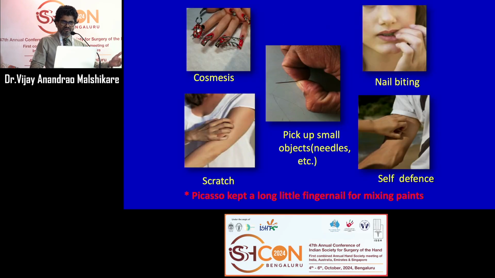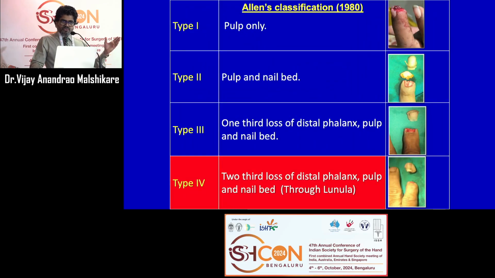So why is the nail important? The nail is important for cosmesis, for nail biting when you are nervous, self-defense for females, picking up a small object, scratching, and even in history, Picasso kept his long little finger nail for mixing the paint. So the nail is very important to everybody.